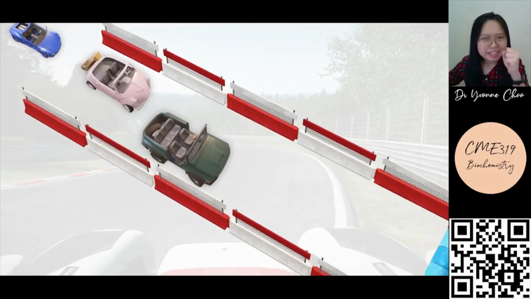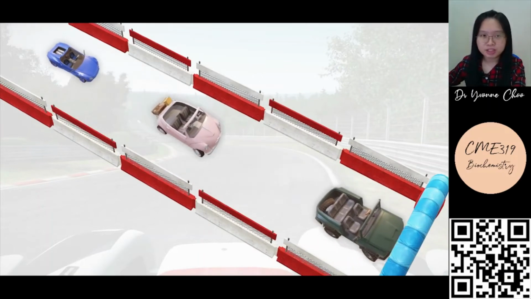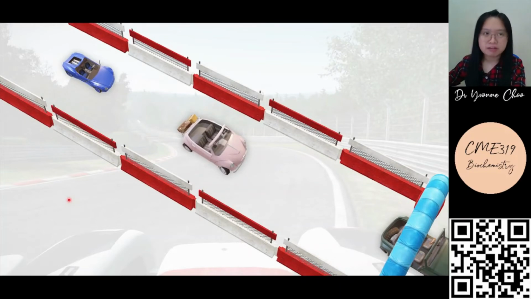Off they went racing through their respective tracks and see who's leading. You have the green one, then followed by the pink and followed by the blue. But my question to you here is, why?